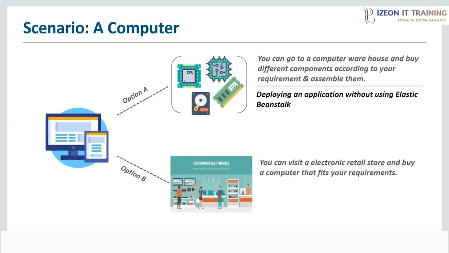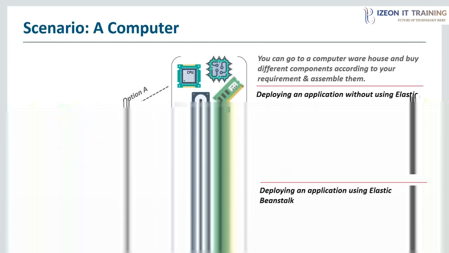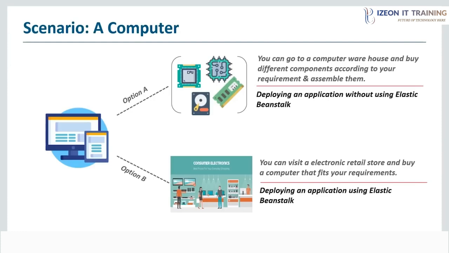Moving on to option B, you can always visit an electronic retail store which has pre-configured computers laid out in front of you. Let's say you're a graphic designer and you want a computer which has a modern graphical user interface installed in it. All you have to do is specify this requirement to a salesperson and walk out with a computer of your choice. Well, I personally prefer this option. This is similar to the situation where you're trying to deploy an application using Elastic Beanstalk.